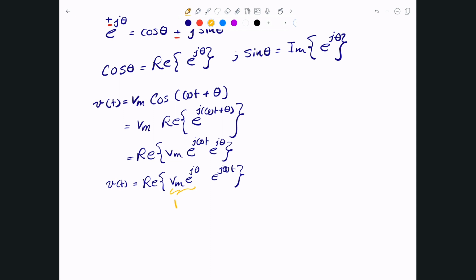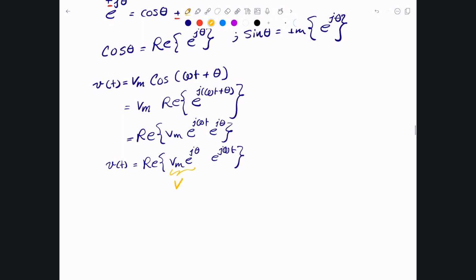So I can rewrite this part as uppercase V, and v of t is just the real part of V times e to the j omega t. And again, as a quick reminder, V is just Vm times e to the j theta. That's a complex number. We can write it in either polar coordinates or exponential form. This is the exponential. The polar form tells me it's basically Vm with the phase angle theta.